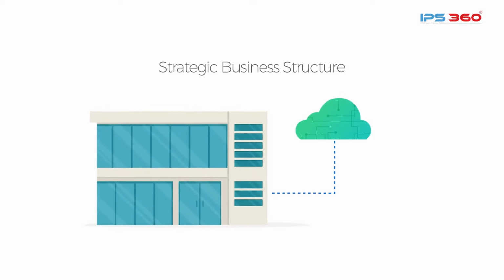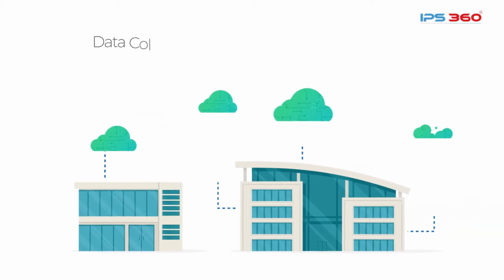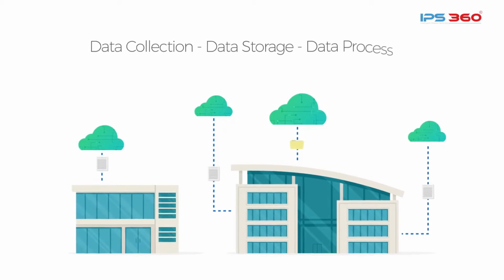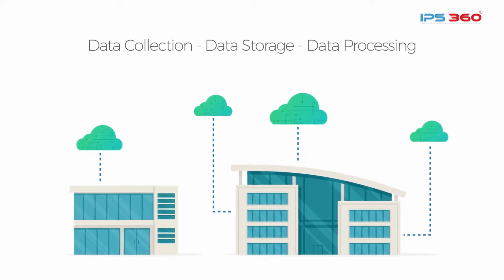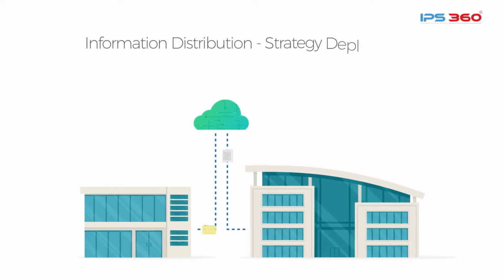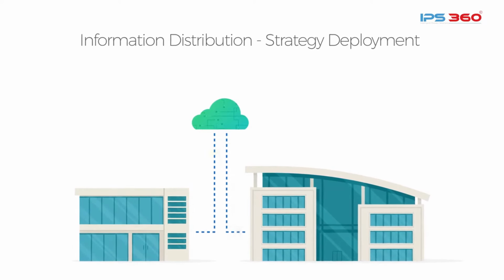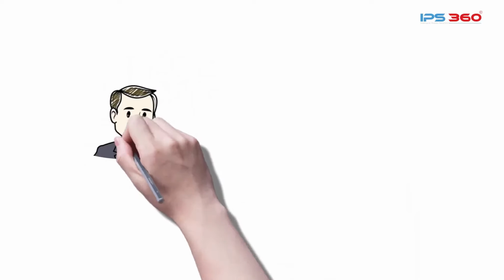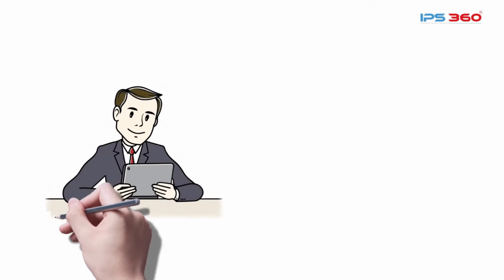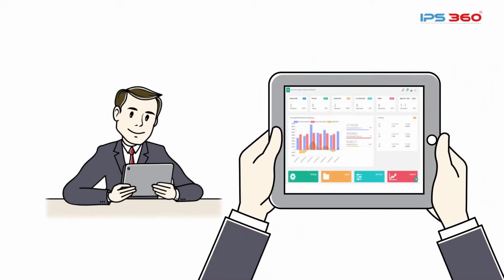IPS 360 ESS, which provides flexibility as much as imagination for strategic management with business intelligence, collects raw data from all business processes, converts data into meaningful information, and distributes them to strategic layers in real time. Thus, all employees monitor the performance of their work centers in real time, and the management layers remain the only support they need for their teams.